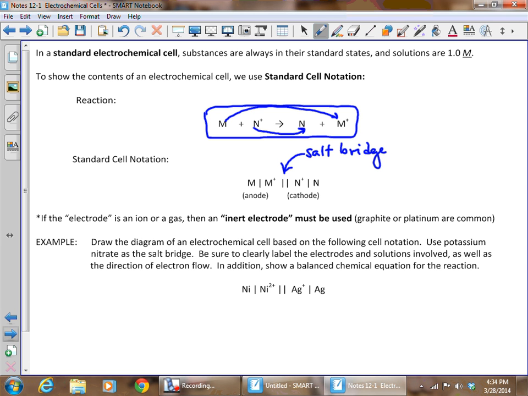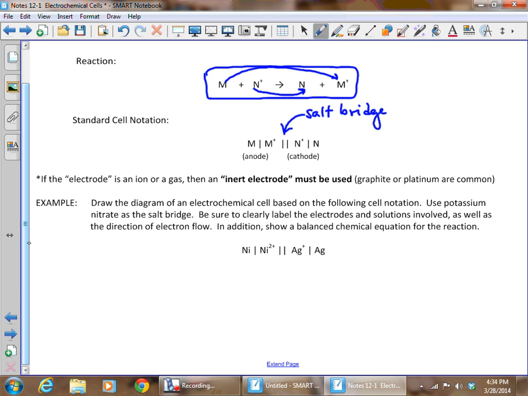If the electrode is an ion or a gas, one of the substances being involved in the chemical reaction, then we have to use something called an inert electrode, which is usually graphite or platinum. We don't really deal with those much at this level, so we will be concentrating more on the metal electrodes.